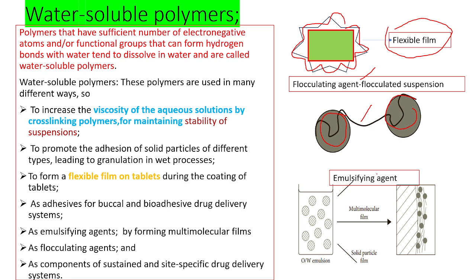Next, the same hydrophilic polymers will act as an emulsifying agent. How does it act as an emulsifying agent? This is the oil droplet. These are oil droplets dispersed in the water system. Surrounding this oil droplet, the polymers can form a multimolecular film. This is the first, second, third, like that a multimolecular film can be formed around the oil globule. Hence, these hydrophilic polymers are used to stabilize an oil in water kind of system, but we cannot use them for the stability of a water in oil kind of system.